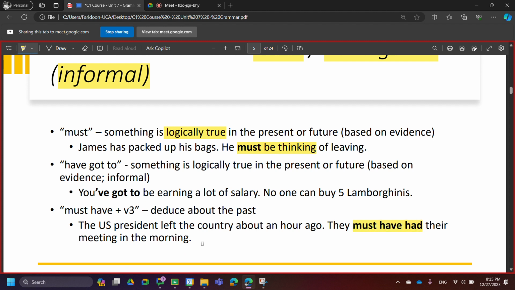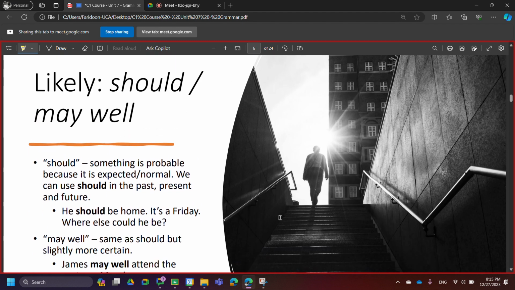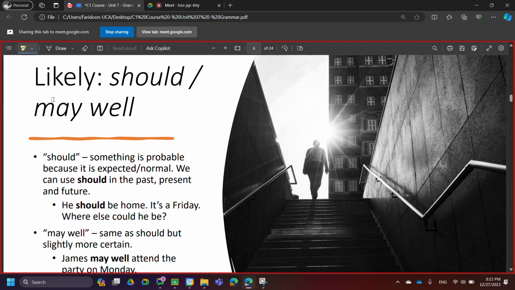You're saying that, if the president left the country about an hour ago, so what about the meeting that he had, for example, with the prime minister? Okay, so of course, if he left about an hour ago, then that means that they were free in the morning. So if they were free in the morning, maybe they had their meeting at that time. So this is a deduction about the past, and we're using this structure: must have plus verb number 3 or past participle.